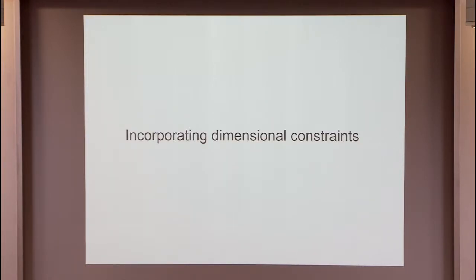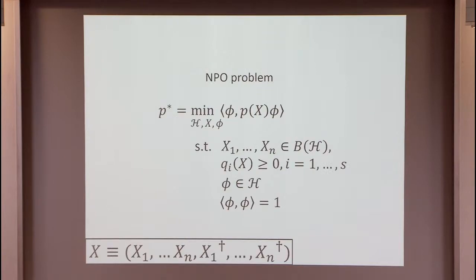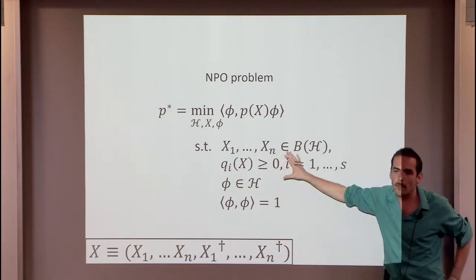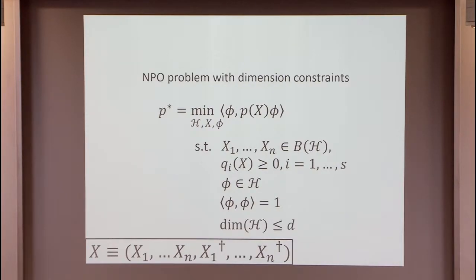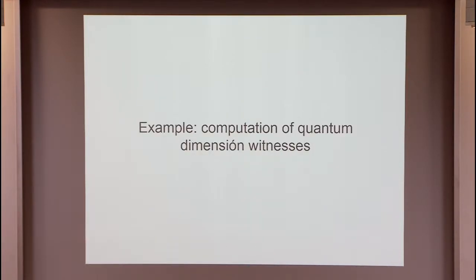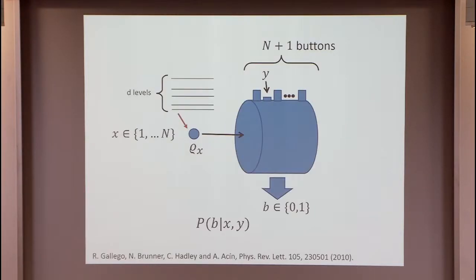Okay, finally, so I can speak about new material. Good. So the idea is I want to put some restriction on the Hilbert spaces where this optimization is being carried out, and in particular, I'm going to put a bound on the dimension of this Hilbert space. Now, I'm going to give you two reasons to solve this problem. One of them is the computation of quantum dimension witnesses.